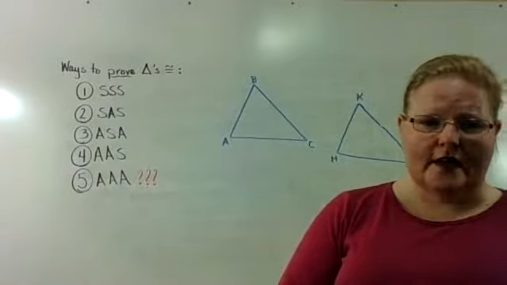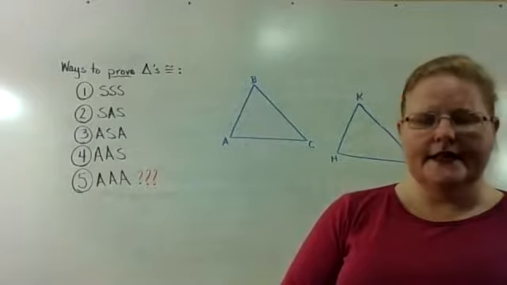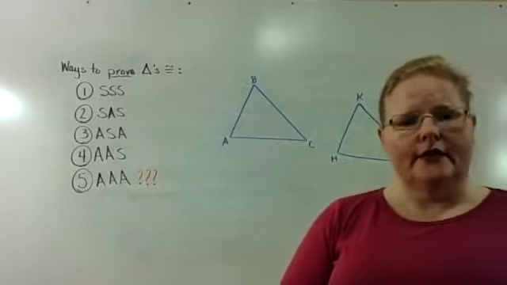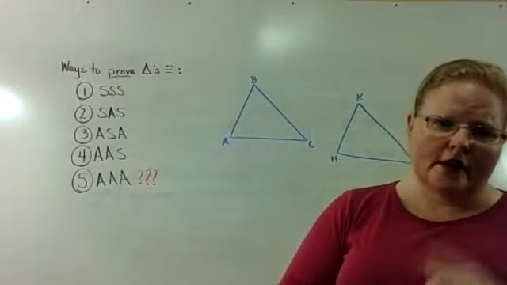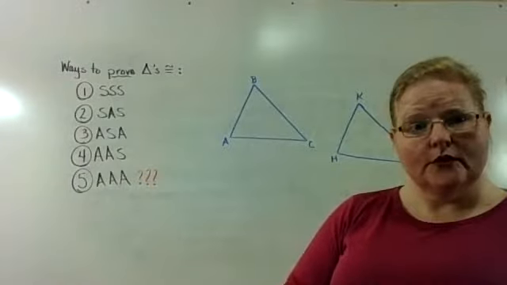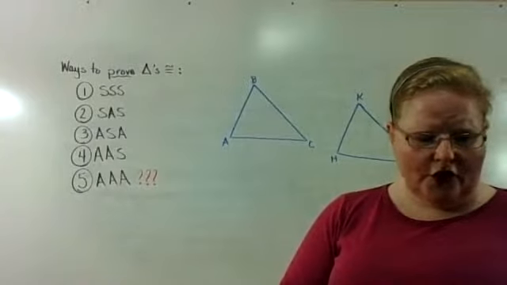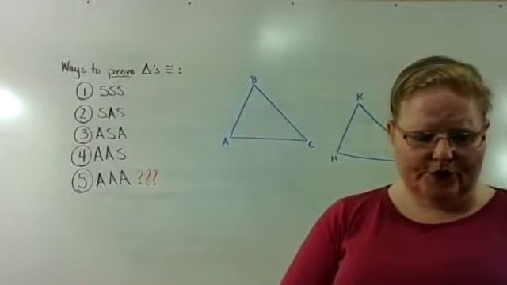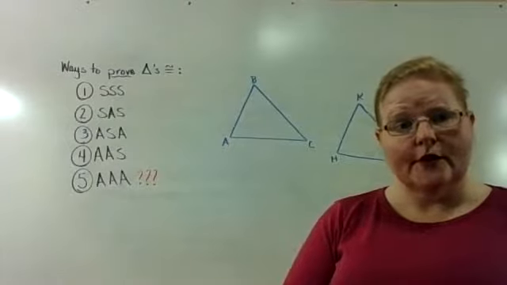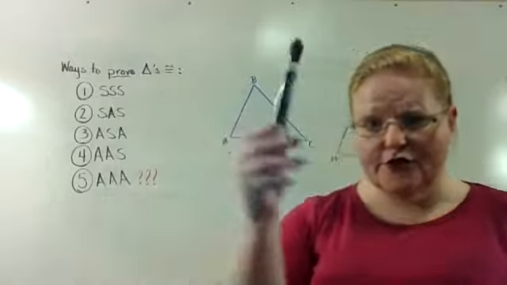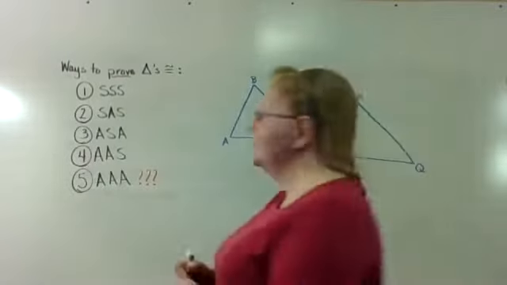SAS stands for side, angle, side. ASA stands for angle, side, angle. And AAS stands for angle, angle, side. We're going to talk about them so that you can understand what each of them is really talking about. And then we're going to work on a proof so that you can understand how we use them. So let's first start with purple.